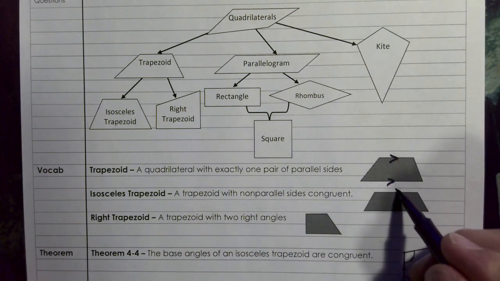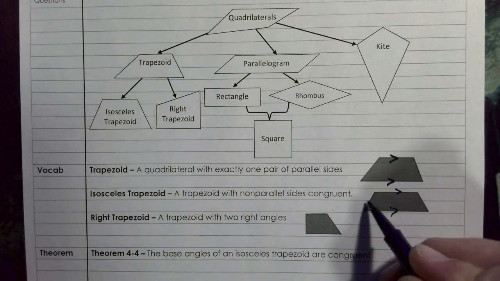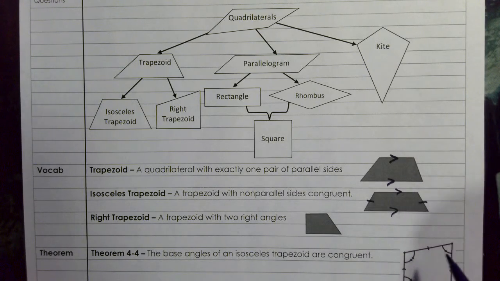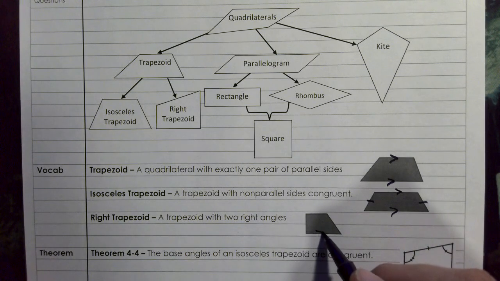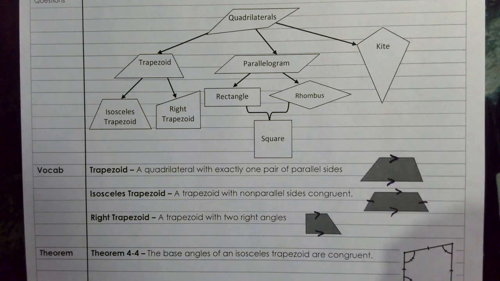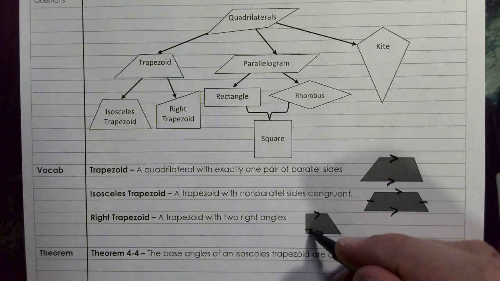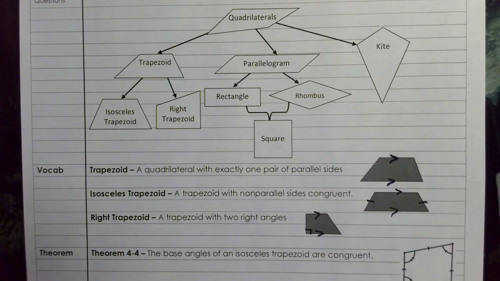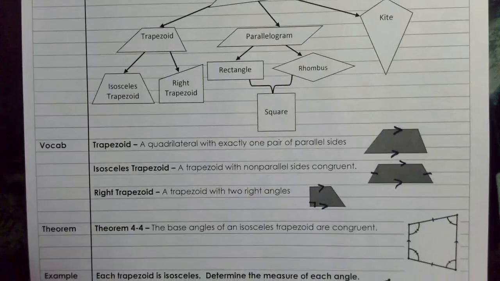Isosceles trapezoids also have that pair of parallel sides, but they also get an extra bonus thing where these two non-parallel sides are the same. Finally, we've got a right trapezoid where we've got the parallel sides, but then one of the sides also makes a right angle, making it a right trapezoid.